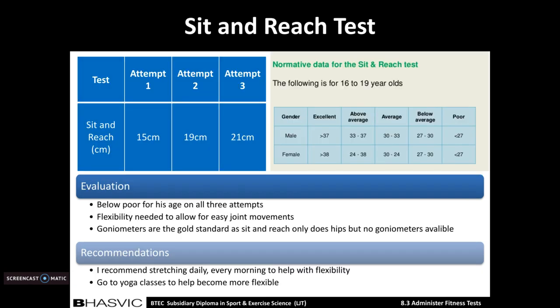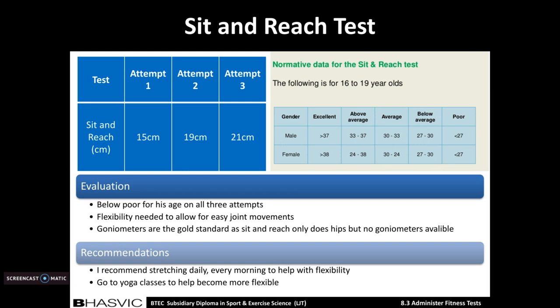Looking into my client's flexibility results, as you can see, they came in as poor for his age group, only managing to bend at the hips and reach a maximum of 21 centimeters, and the threshold for below average is 27. This is bad, as flexibility is necessary to allow for easier movements of the joints. However, the sit and reach test only measures hip flexibility and nothing else. We did not use goniometers as we did not have a proper one on offer.